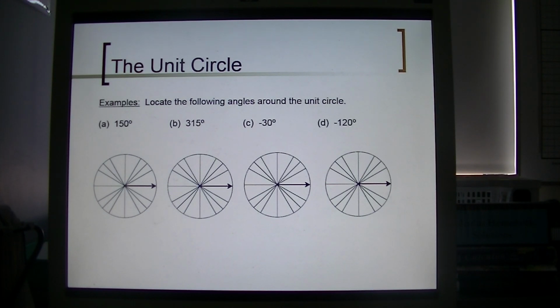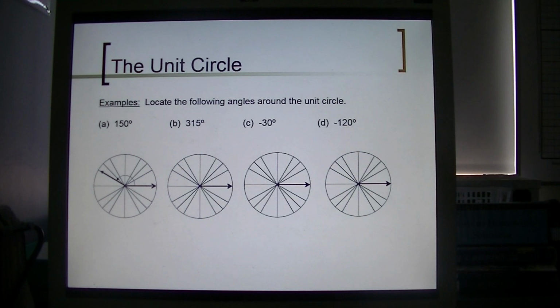Is it this one? No. This? No. This? Maybe. No. Tell me when to stop. No. Stop. No? One more. Yes. 150 degrees? Yes. All I'm really looking for is a dot there. That's good enough.